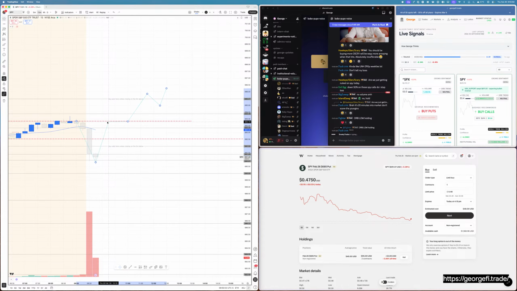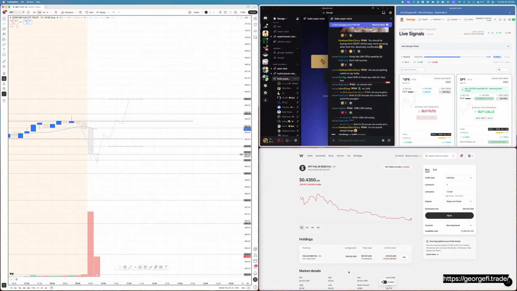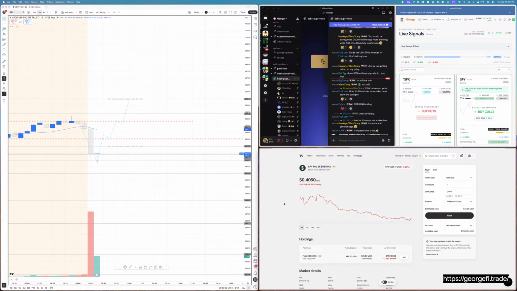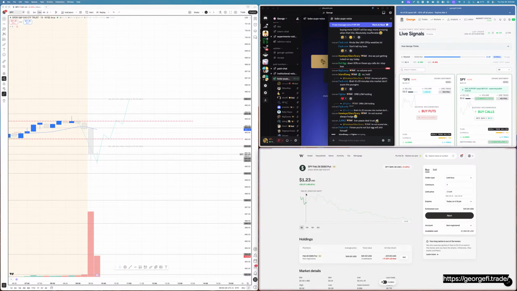Here, let's redraw this. Double tap. Go up. Double tap. Go up. That's a target, honestly. See how the put premiums nuked there by like 10%? So I was saying not to get puts. It's not worth the risk. But I did it to show you guys that it's not worth the risk.